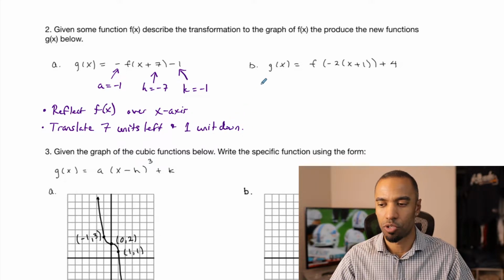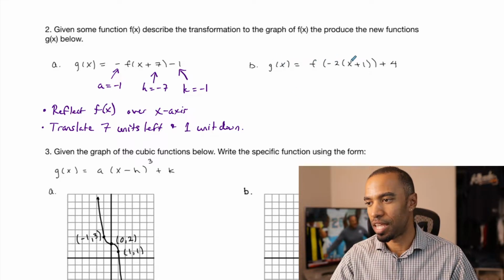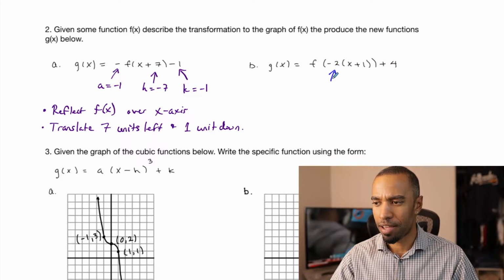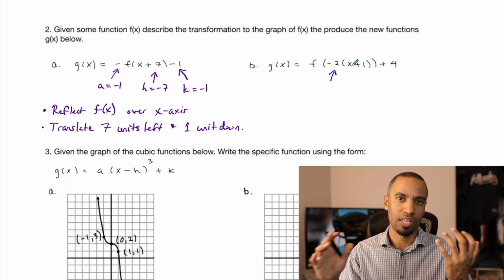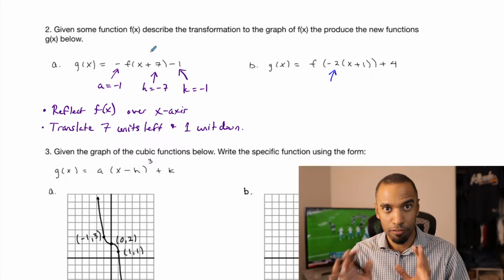There we go. 7 units left and 1 unit down. All right, part B, g of x equals f of -2 times the quantity x plus 1, and then plus 4. The b value here, we've mentioned this a lot before, guys. It's a fraction naturally inside there, just like the plus is naturally minus inside there. There's an inverse going on.